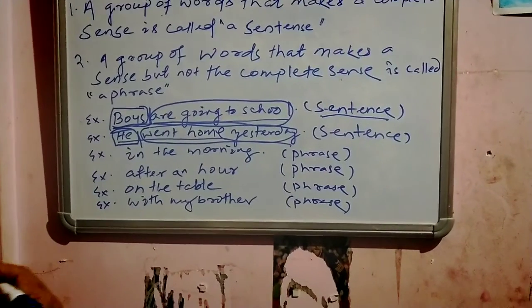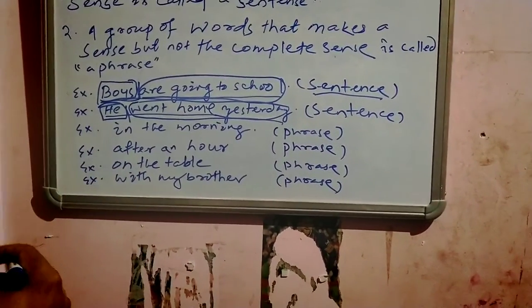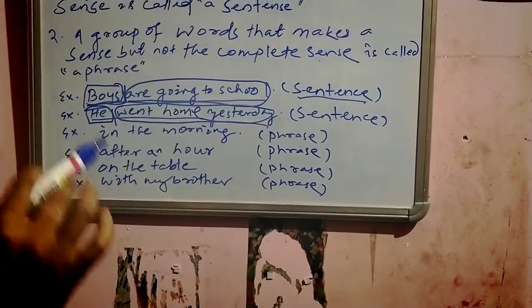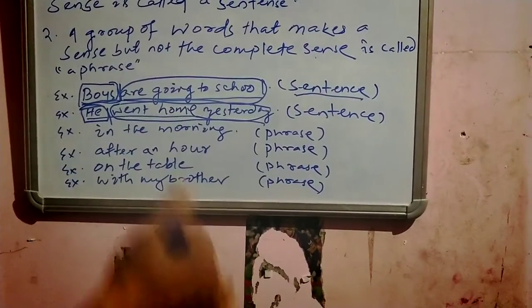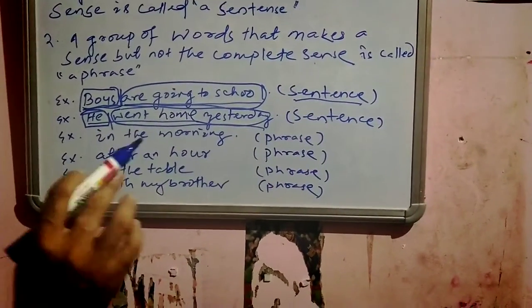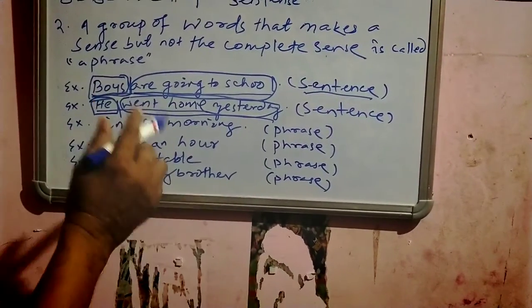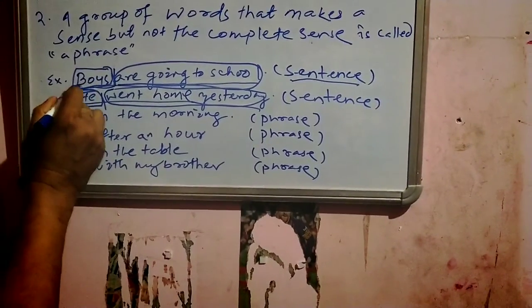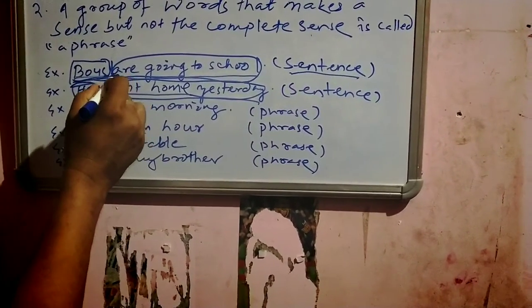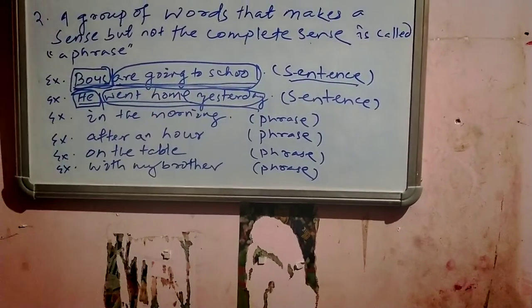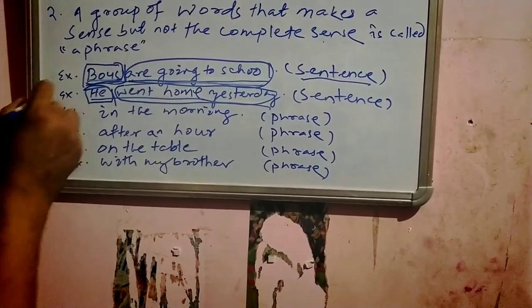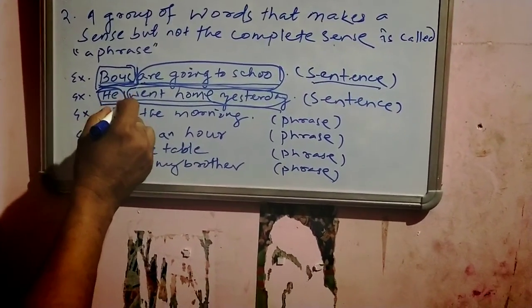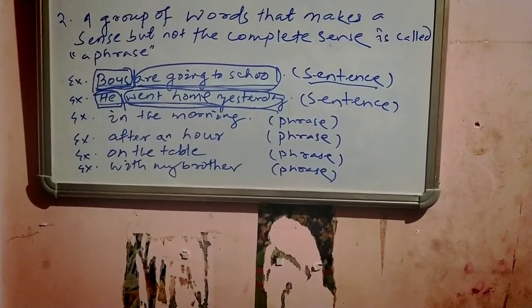So what do we know so far? We know so far that a sentence is undoubtedly a group of words giving rise to a complete meaning, and in addition to this we must have two broad parts, subject and predicate. In the first expression we have "boys," the subject part, and the predicate part starts right from "are going to school," so it is a sentence. And in the second expression we have the subject "he," and the predicate part starts from "went to home yesterday," so it is also a sentence.